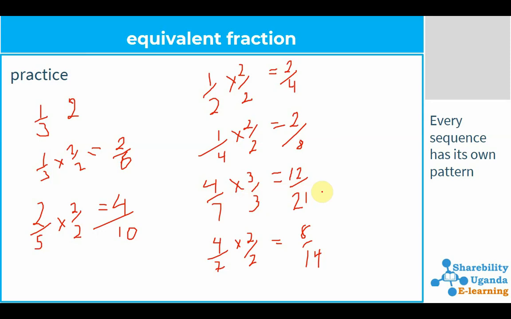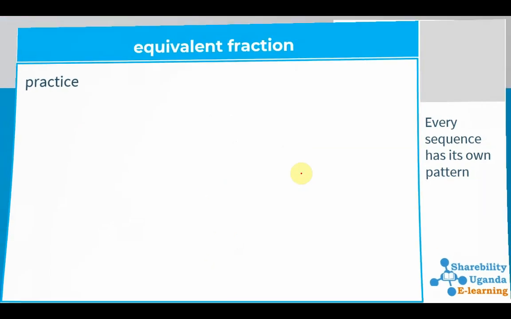Whenever you are asked to find the equivalent fraction of a number, be able to use this concept. You just choose any number. When they tell you to find the first or the second equivalent fractions from this number, use the concept and get the number correct. That's how we can find an equivalent fraction.